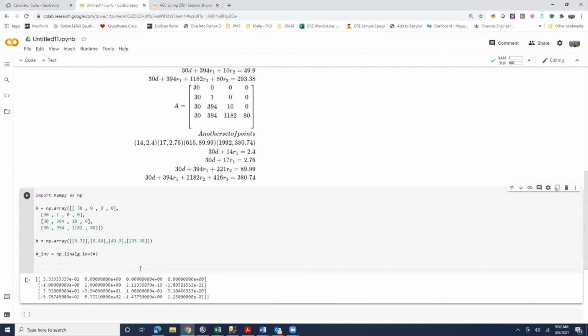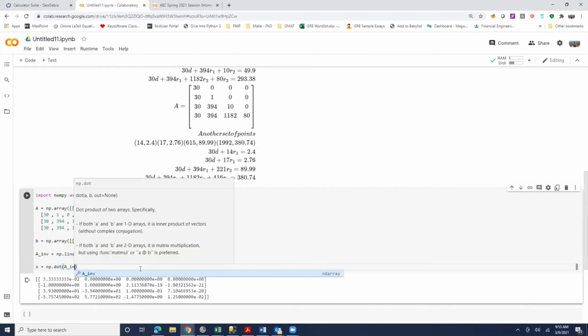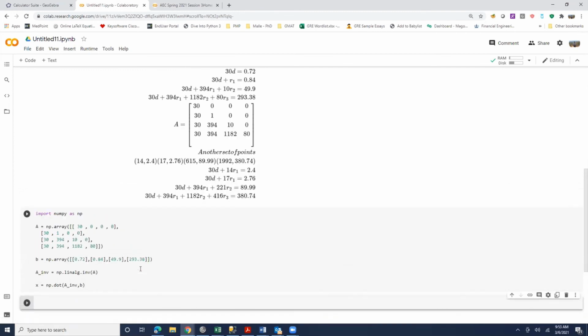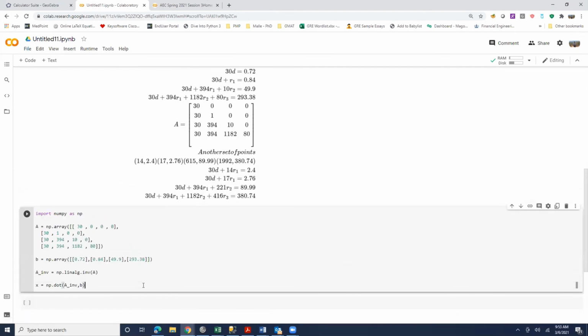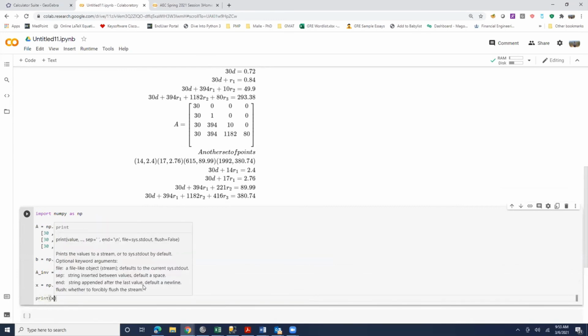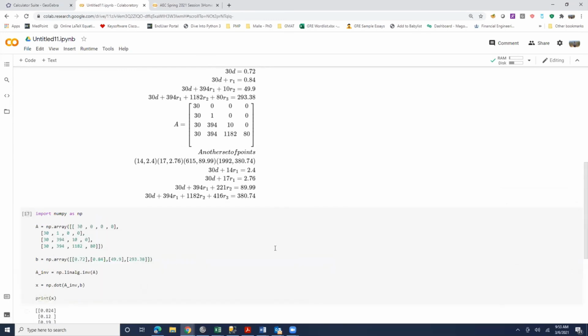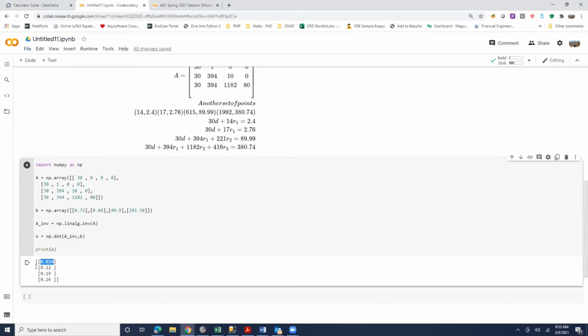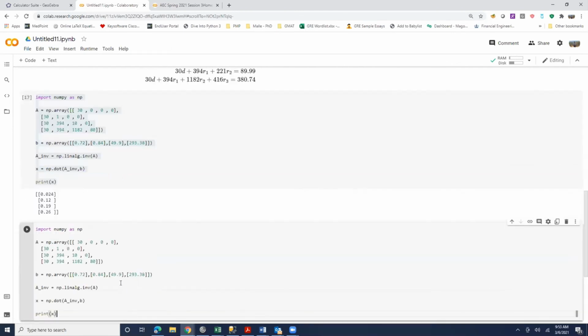And then finally, what is our solution? np.dot of A inverse comma B, right? Okay, and then let's print this X. So we got some solution that says these are our costs, right? 24.024 and 0.12, 0.19, 0.26. So the actual program is really simple. Finds product. Yeah, we'll come to what it does.